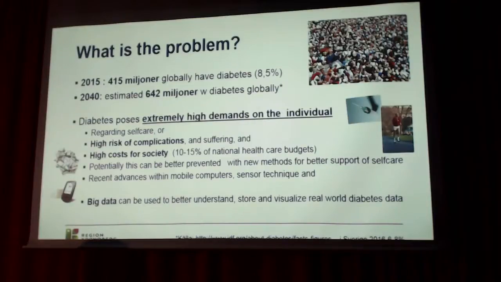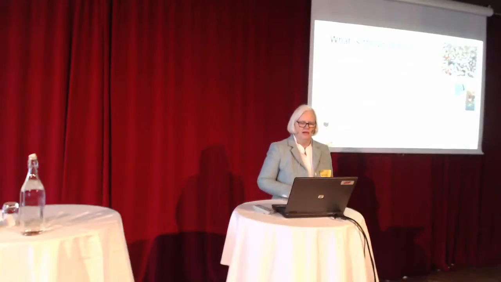The care of these complications involves high costs for society, and that's why we also try to put high costs in treating beforehand, because it has been established that you can either avoid or at least postpone these complications with better care and lower A1C values. And big data can be a great help to better understand a lot of these conditions, to store all these data and better visualize them. And we will see a little about that.